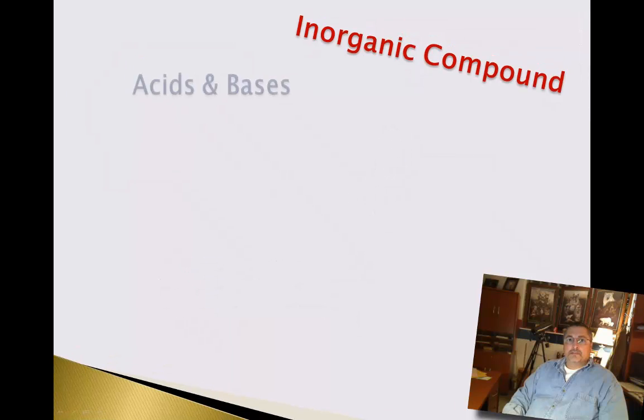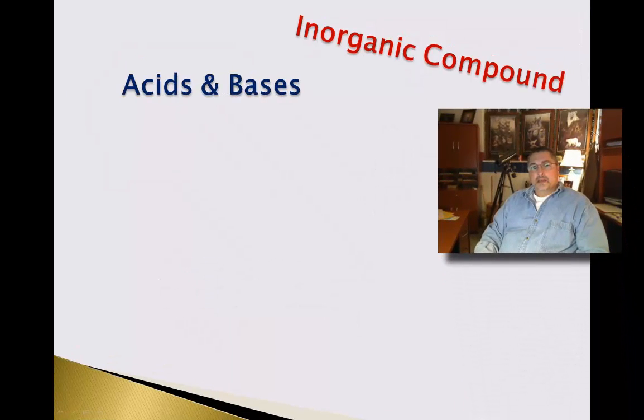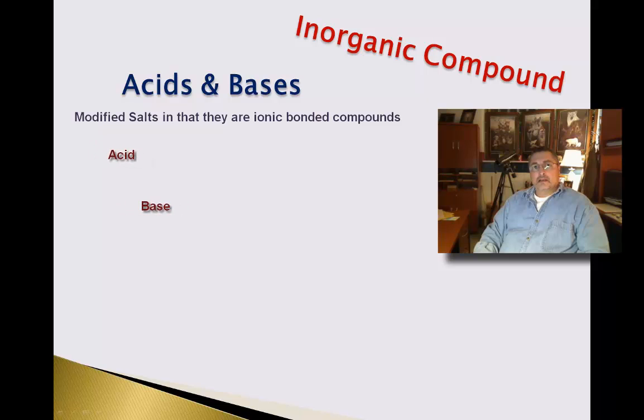Now, how do salts differ from acids and bases? Acids and bases are actually modified salts in that they are a relationship between a metal and a nonmetal, and it's an ionically bonded relationship. But in the case of an acid, when placed in the water, it will separate out, and its cation is going to be a hydrogen plus. In the case of a base, the anion is always going to be an OH group.